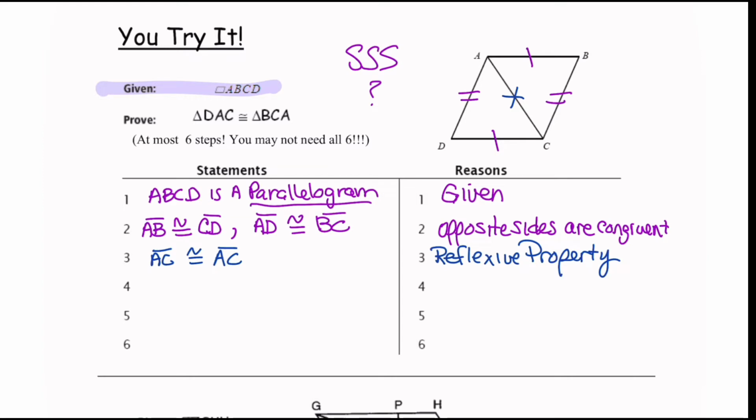Now we've established side, side, side for the triangle here. So let's write that triangle DAC is congruent to triangle BCA, and that's because of side, side, side congruence. So that one is actually pretty easy. We didn't need all 6 steps. And really we used 5 steps if you want to include the fact that we did 2 of them on this line. So there you have it. Some proofs can be pretty straightforward and easy. Not all proofs are, though.